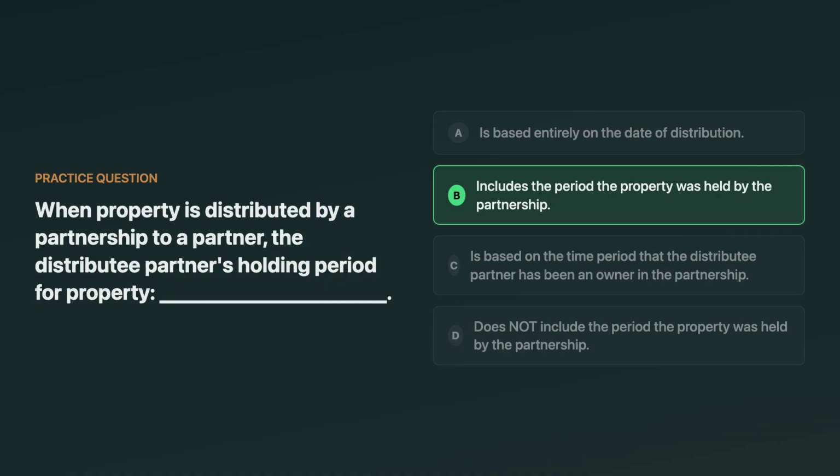The holding period generally includes the period the partnership held the property, so it tacks on. That matters for long-term versus short-term treatment when the partner later sells the asset. A common wrong answer is that the clock restarts on the distribution date, but that's not the general rule tested on the EA exam.